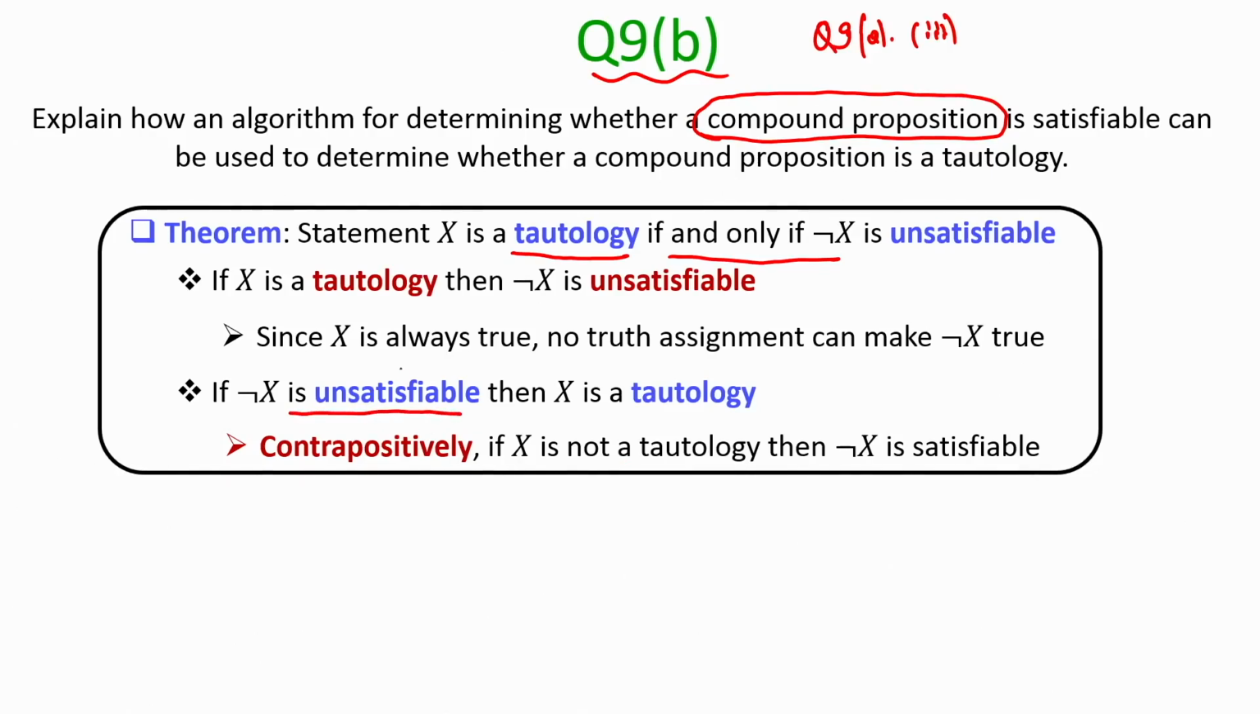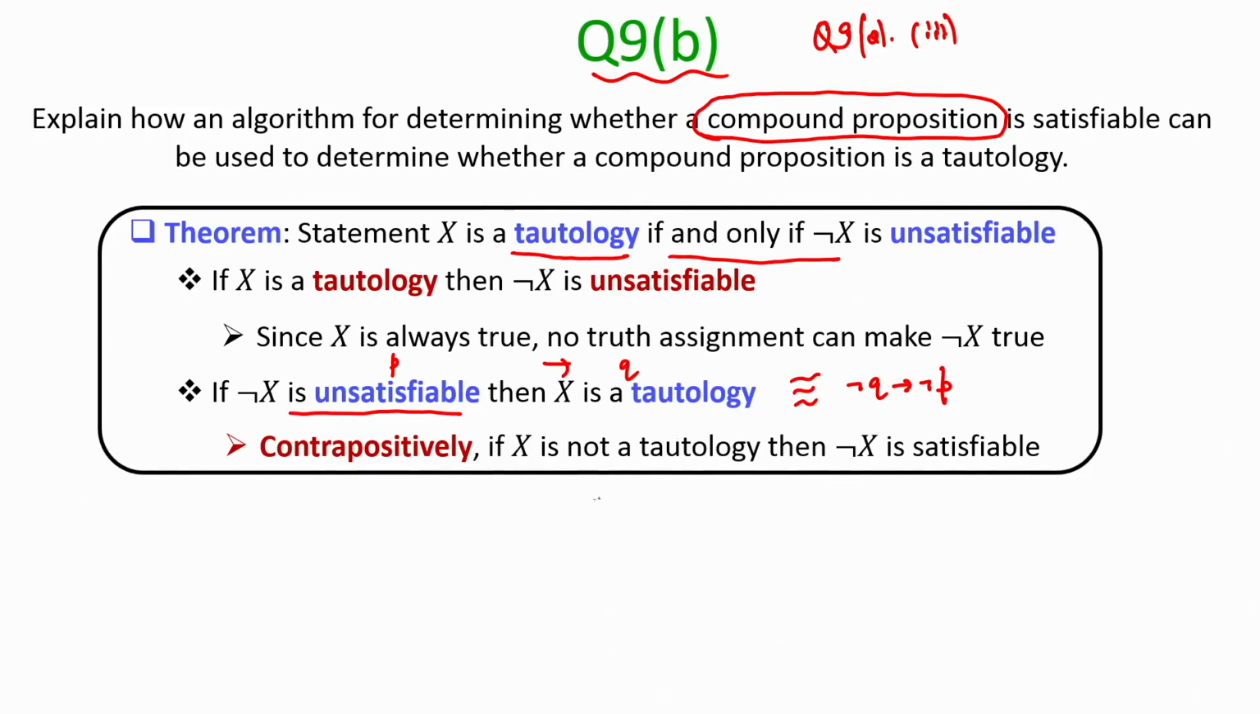Our goal is to show p implies q, and this is equivalent to showing negation of q implies negation of p. So, if I want to show p implies q, it is enough if I show negation of q implies negation of p. And what is negation of q? Negation of q is x is not a tautology, and what is negation of p? That negation of x is satisfiable.